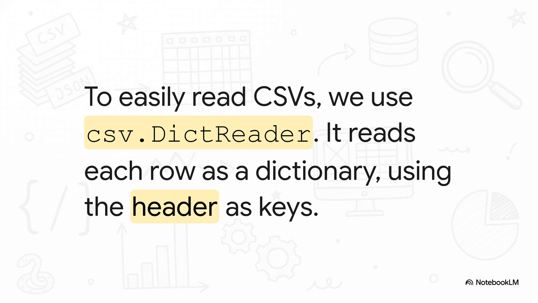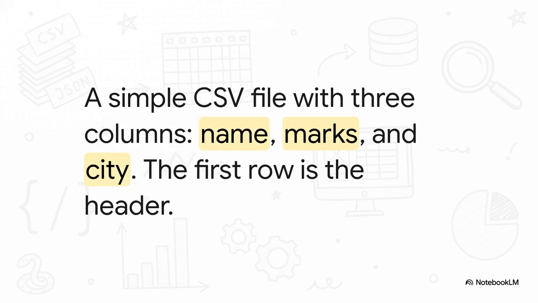What it does is so smart. It looks at the very first row, assumes it's the header, the column names, and then it reads every single row after that as a Python dictionary. It's brilliant. So let's pretend we have this file on our computer, students.csv. Super standard stuff, right? You've got your header row at the top, name, marks, and city. And then you've got the data for a few students underneath.